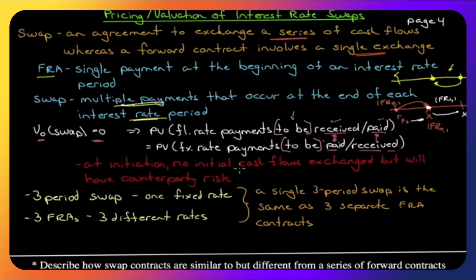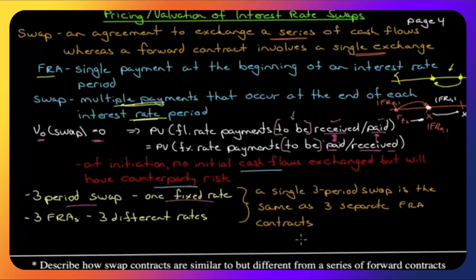At initiation, no initial cash flows are exchanged, but swaps do have counterparty risk because at each payment date, either I owe you or you owe me. So the payments are netted out. We'll see that shortly. There's no point in me sending you money and you sending me money. We figure out, well, who owes most, and then we just net it out, and one person pays. You have counterparty risk.